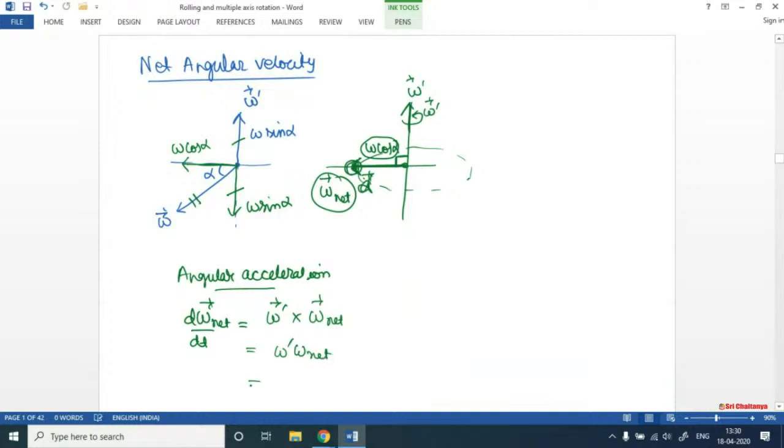Omega dash was nothing but omega sine alpha, and omega net was nothing but omega cos alpha. So here we are writing the magnitude, the direction we have already shown, so that would be equal to omega square sine alpha into cos alpha.